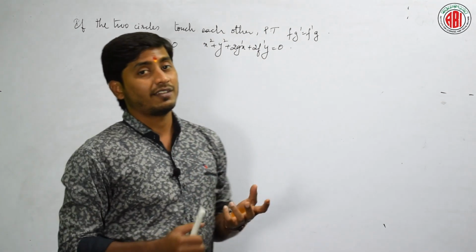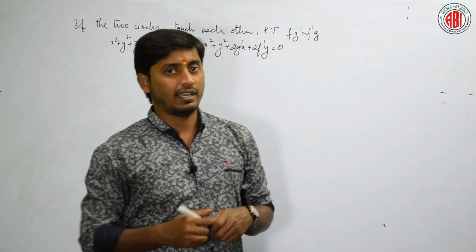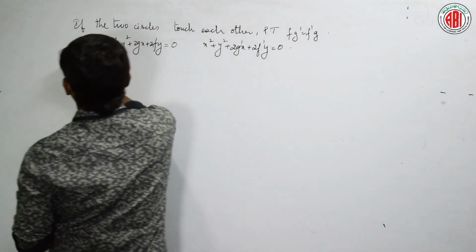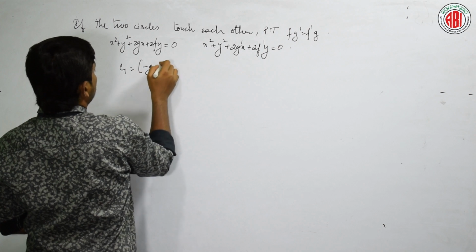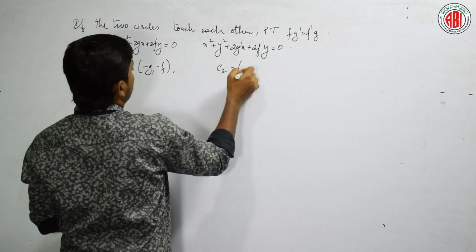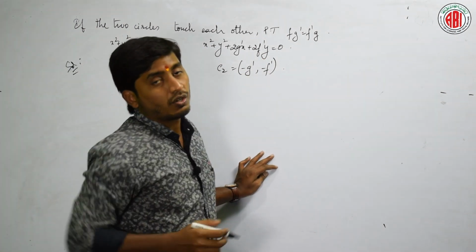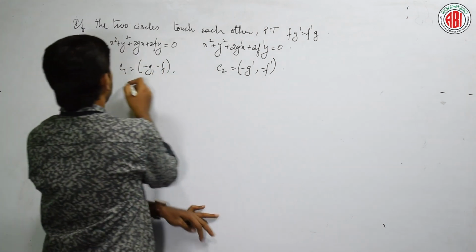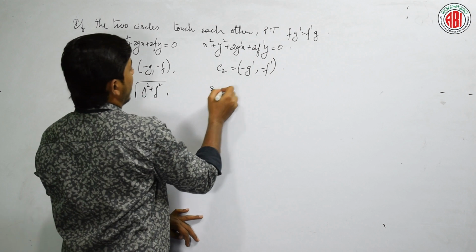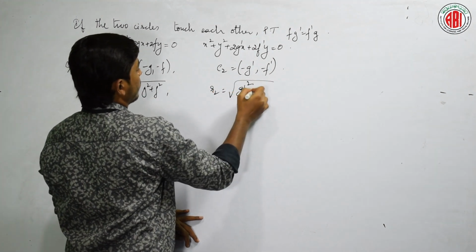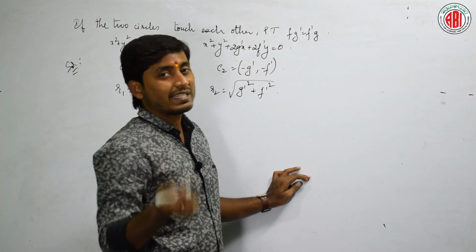So, what is the condition? We have to find again C1, C2, R1 and R2 and check the condition. Clear? So, let us write C1. What is C1 here? Minus g, minus f. What is C2? Minus g dash, minus f dash. Is it? So, can we find R1 and R2? Yes, right. So, my R1 is under root g square plus f square, and my R2 is under root g dash square plus f dash square. However, there is no constant. Clear? Then what is the condition?